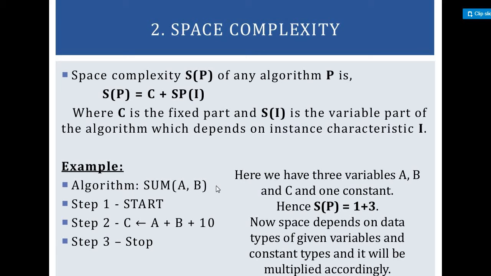For example, algorithm Sum(A, B): here we have three variables A, B and C and one constant. Step 1, start. Step 2, C = A + B + 10. Step 3, stop. Hence S(P) = 1 + 3. Now space depends on the data types of given variables and constants, and it will be annotated accordingly.